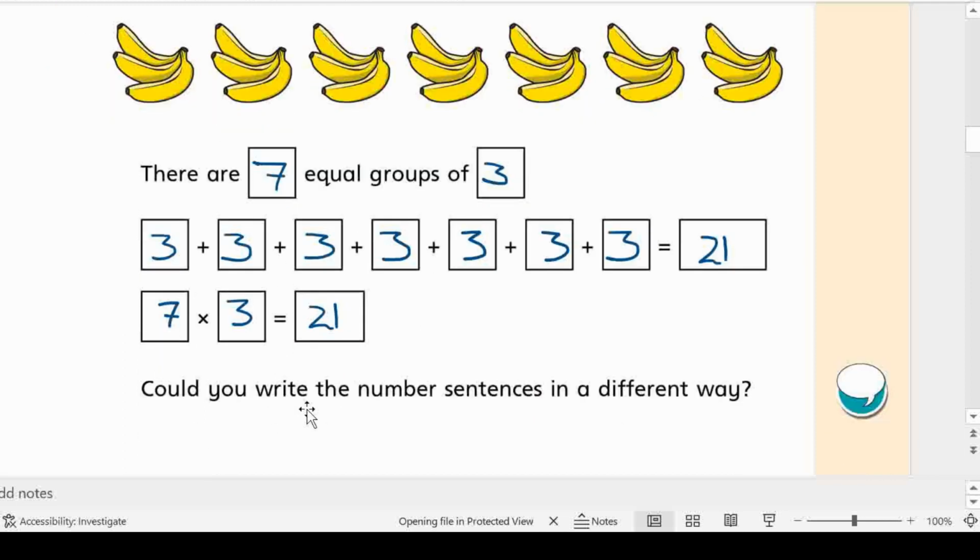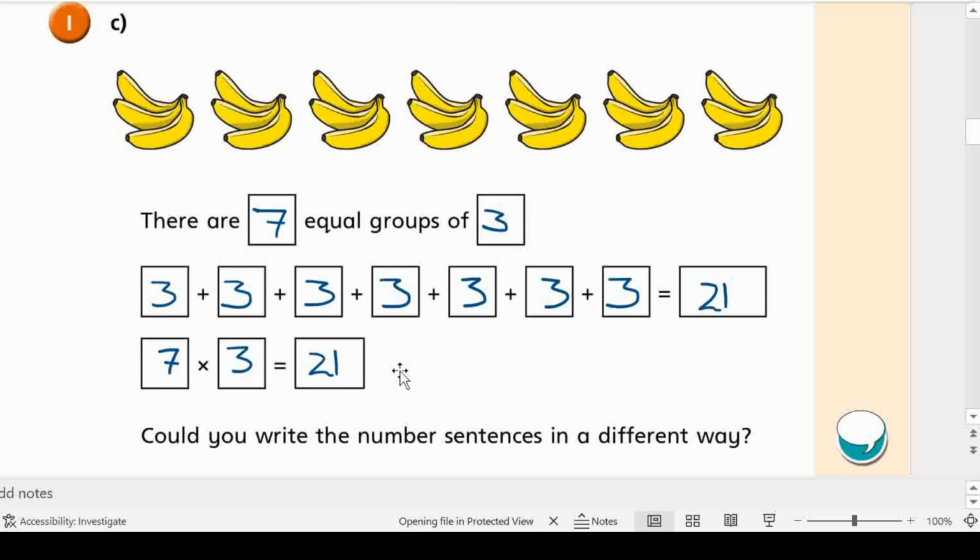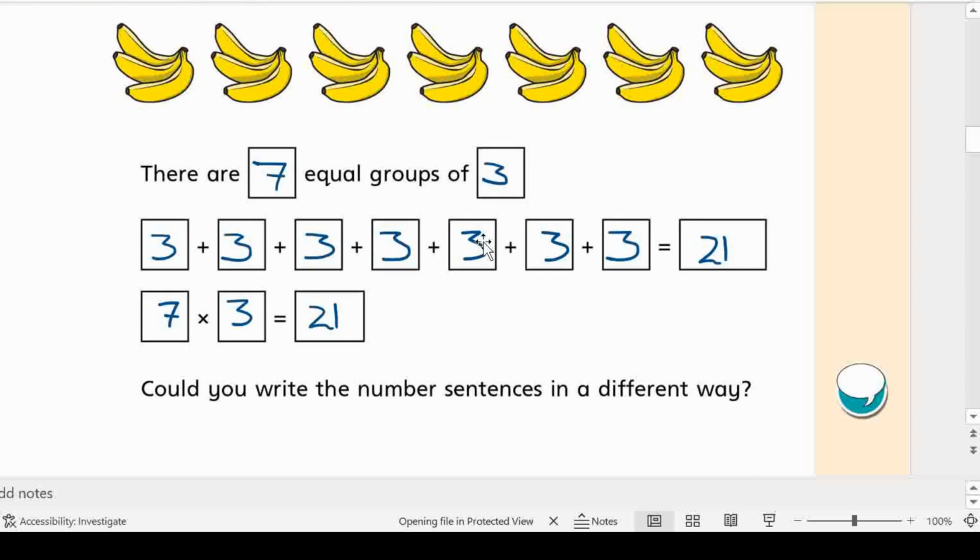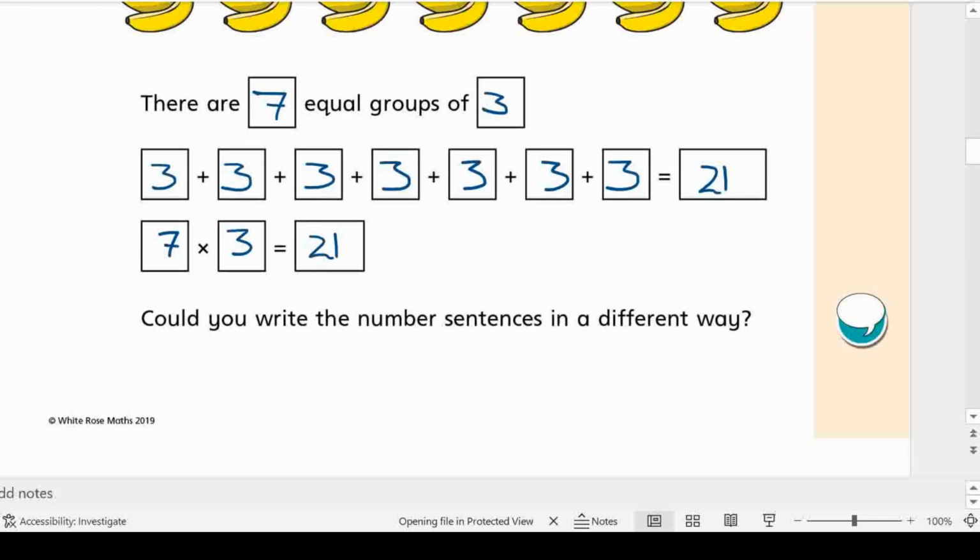And then it says, could you write the number sentences in a different way? Well, I suppose for a start, you could write 3 times 7. Or maybe it wants you to write it as a sentence. So you could say, there are 3 bananas in 7 groups. Yeah, that would be the same. Okay.